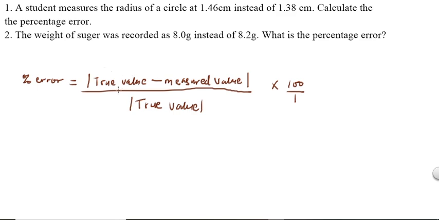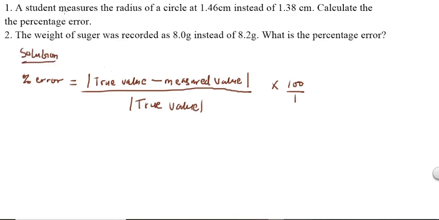There are other forms of this formula where the true value is shown as actual value and the measured value is shown as the estimated value. But this is the general formula for percentage error. Let's use this formula to solve the first question. So I'll write solution here.